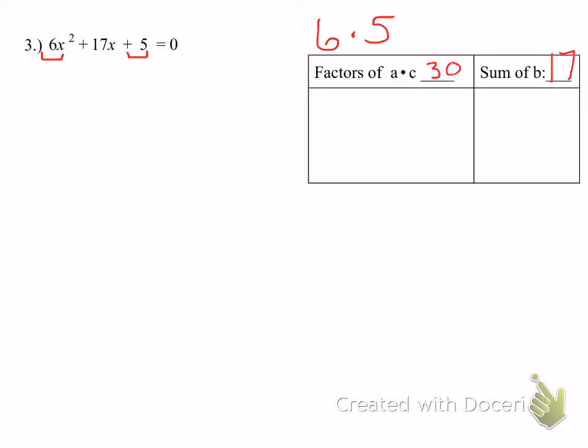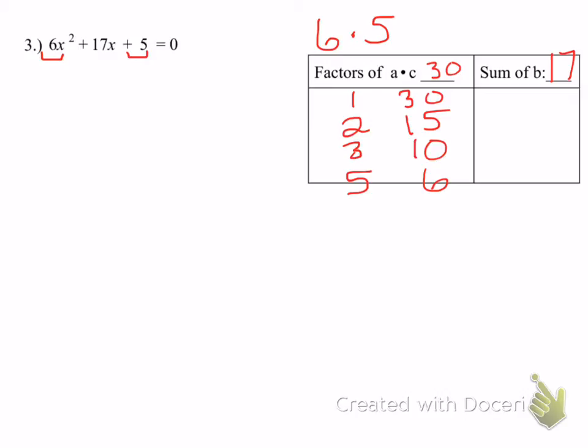Well, factors of 30, let's see, we have 1 and 30, 2 and 15, 3 and 10, and 5 and 6. Okay, it's okay if you guys don't know that right off the top of your head. We will have some multiplication tables for you guys to use as well. So our goal is to get 17.